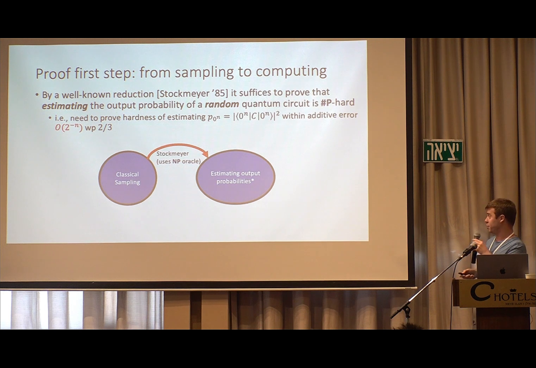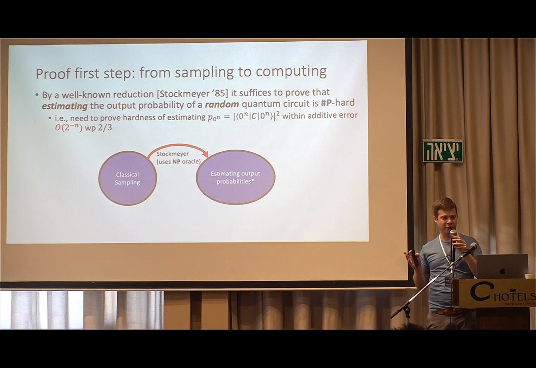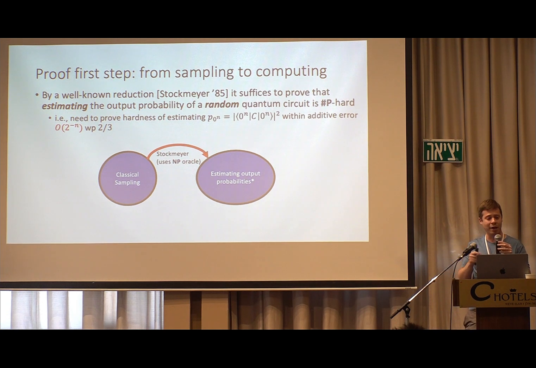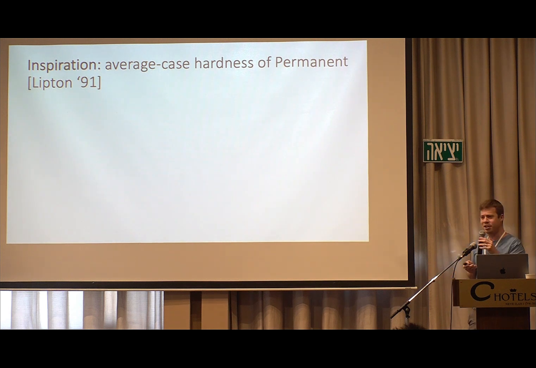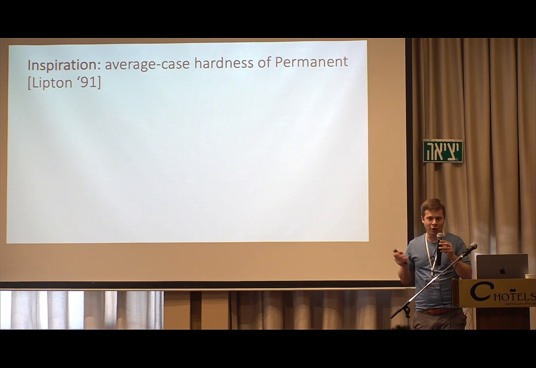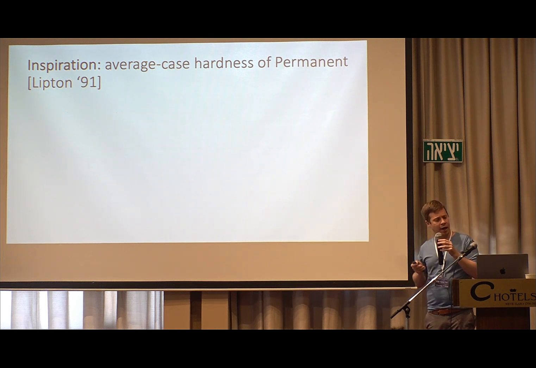But our goal now is to show this statement that I have here. Right, that's not at all obvious, and that's going to be our starting point. In other words, to show that estimating the output probability of most random quantum circuits to some precision, 2 to the minus n, is a hard problem. Okay? And here, our inspiration actually comes from a very early work in complexity theory, well, very early, 91, for me, very early, due to Dick Lipton. And it's a very beautiful proof, which is the average case hardness of computing the permanent.